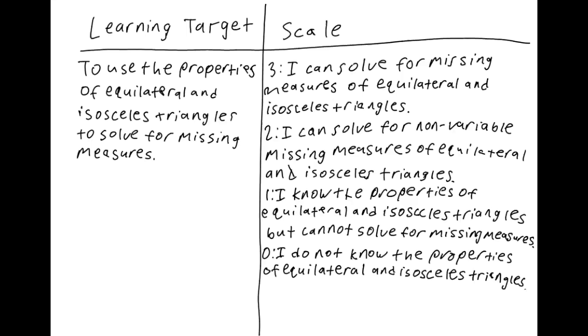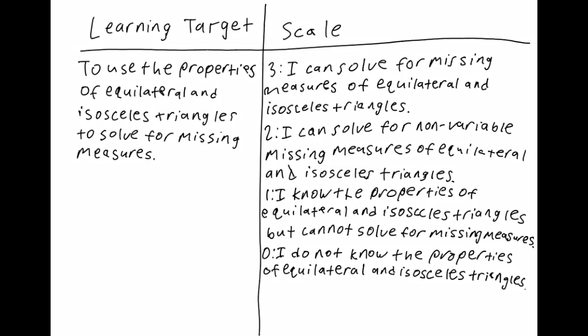That's okay. The learning target for today is to use the properties of equilateral and isosceles triangles to solve for missing measures. So last class we used properties of triangles to solve for missing measures. This time we're going to use properties of specifically equilateral and isosceles triangles to solve for missing measures.